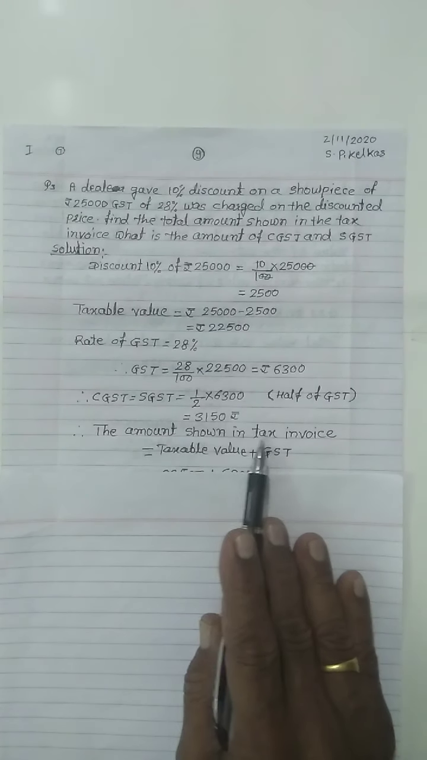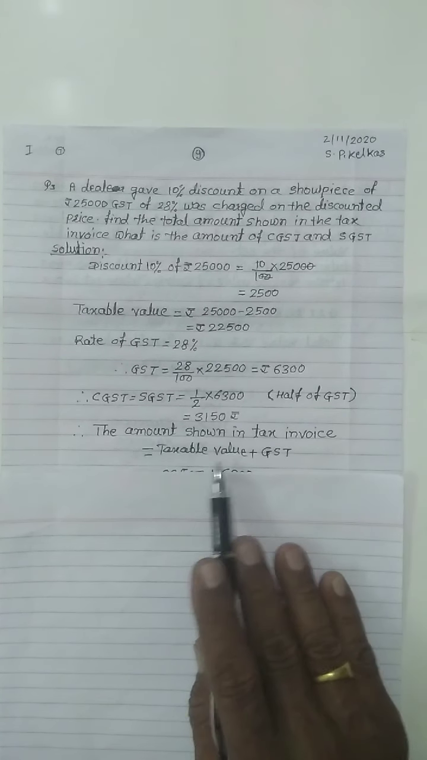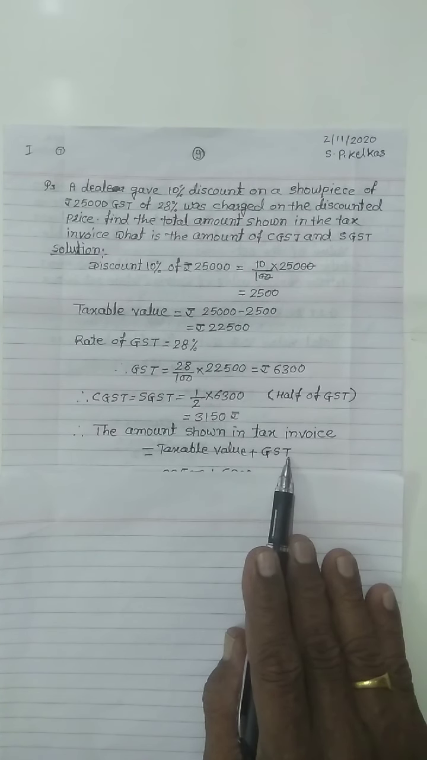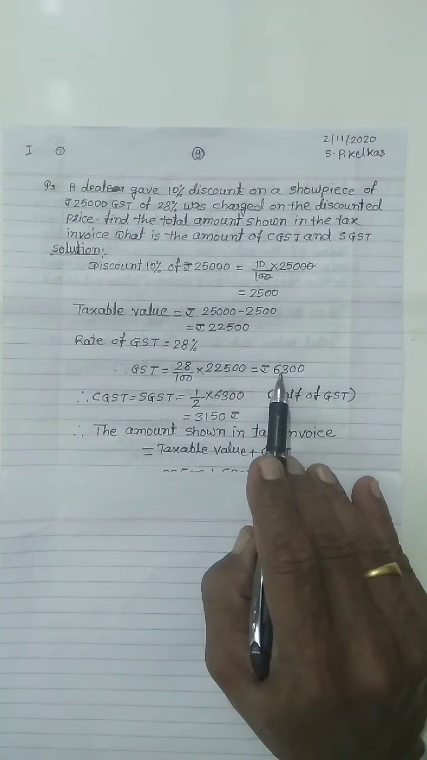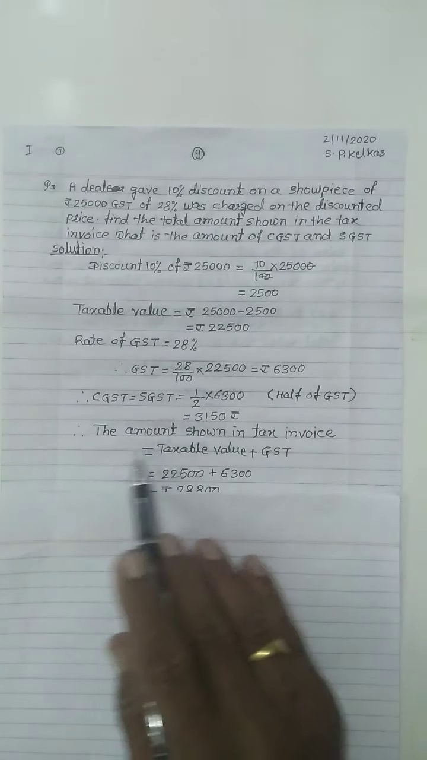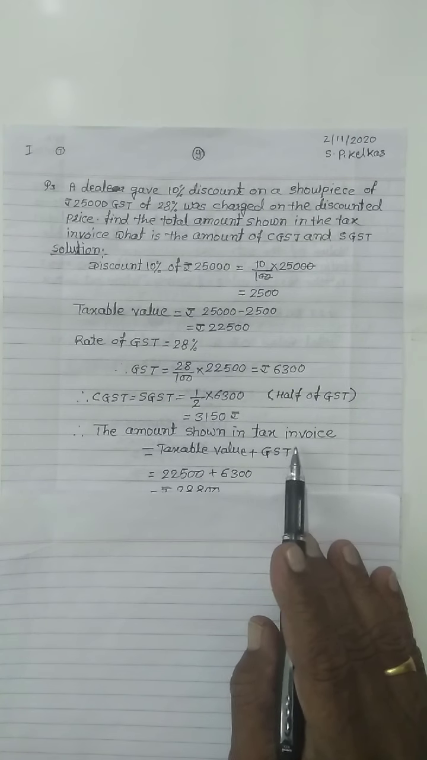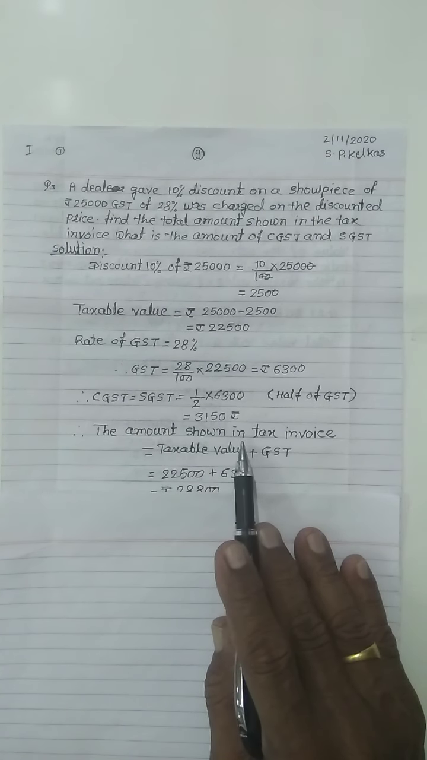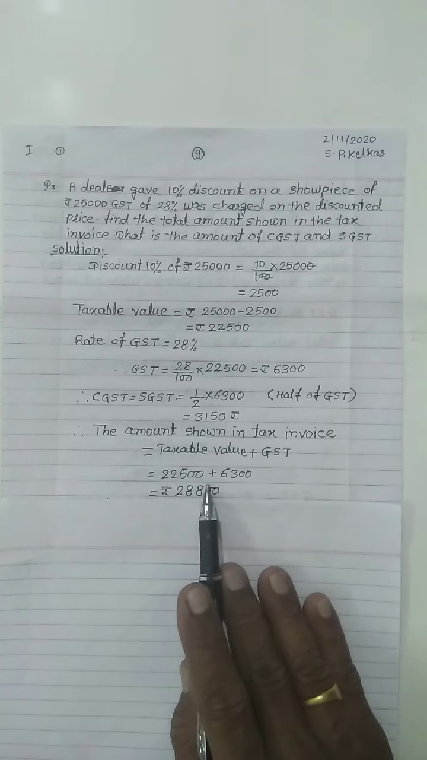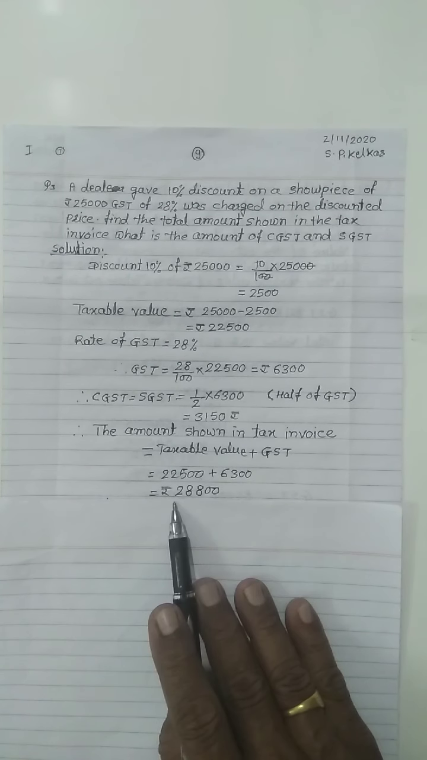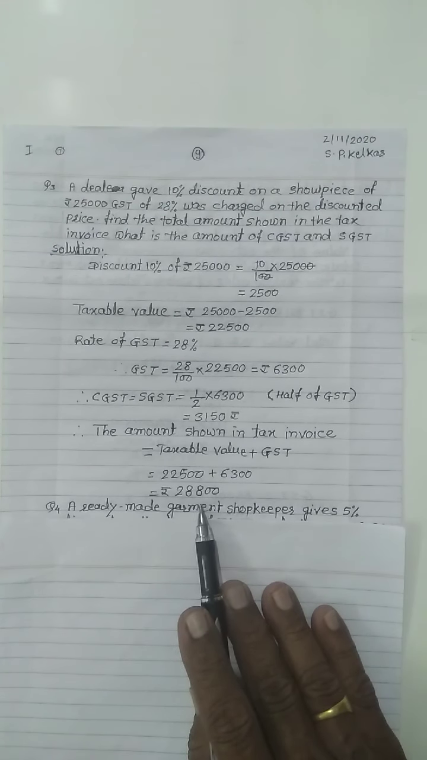The amount shown in the tax invoice is the taxable value plus GST. Means this taxable value plus this GST. We get here the amount shown in the tax invoice, which is paid by the person to the dealer. 22,500 plus 6,300, we get here 28,800.